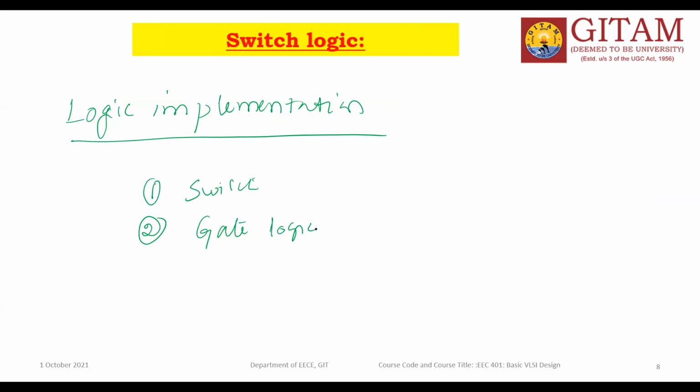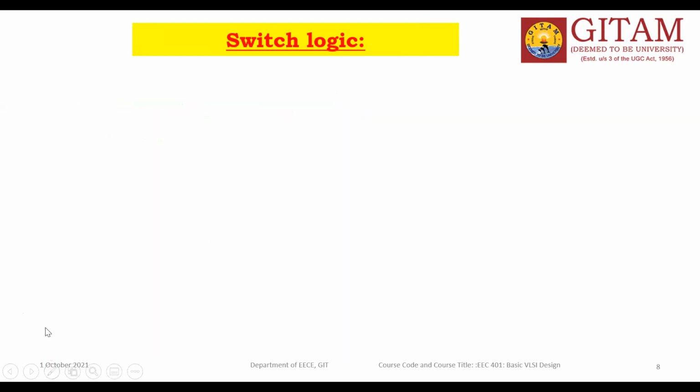Okay. Now come to the first one, switch logic. In switch logic, usually we use pass transistors. Already I told you about pass transistors, like this. This is the pass transistor. This is the gate. This is the input, maybe V in. The output may be X.